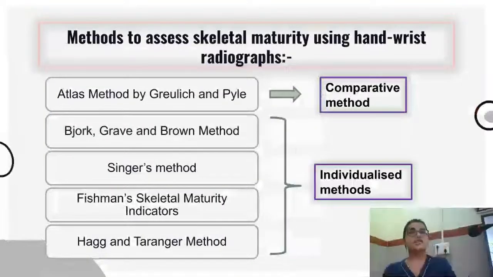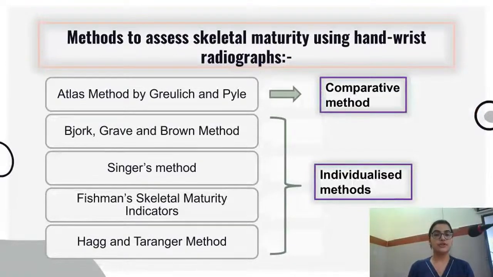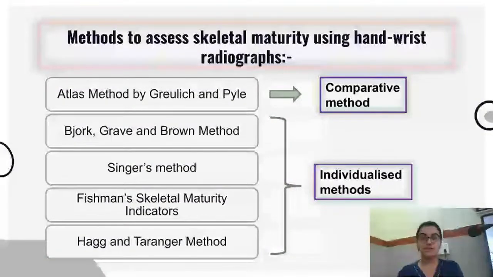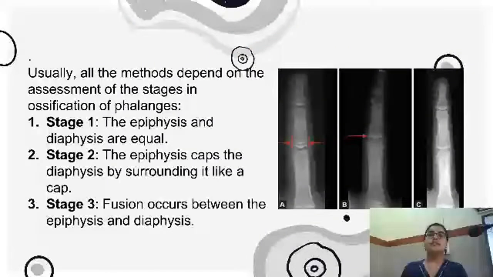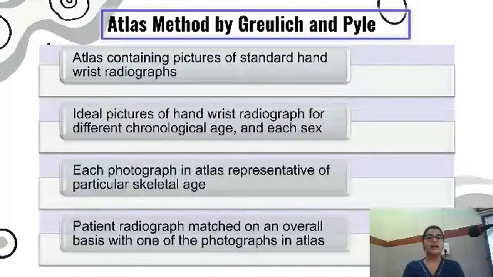The various methods to determine skeletal maturity using hand wrist radiographs are the Atlas method by Greulich and Pyle, which is a comparative method, and the individualized methods, which include Jog, Grave and Brown method, Singer's method, Fishman skeletal maturity indicators, and Hagg and Taranger method. Usually all these methods rely on the stages of development of the epiphysis. In stage 1, the epiphysis and diaphysis are of equal width. In stage 2, the epiphysis caps over the diaphysis, and in stage 3, there is fusion between the epiphysis and diaphysis.